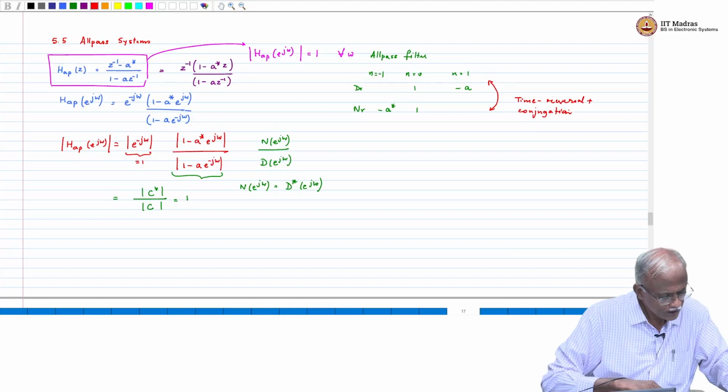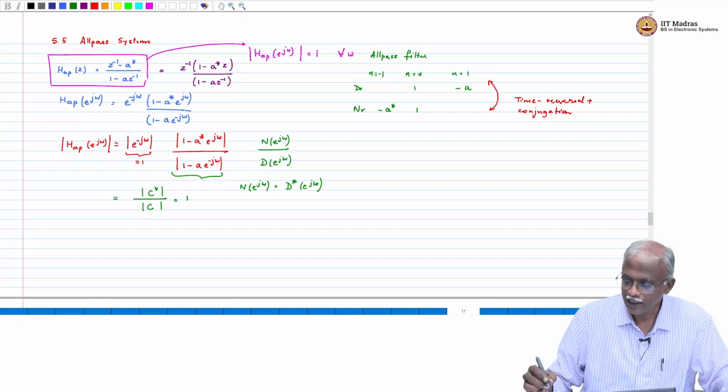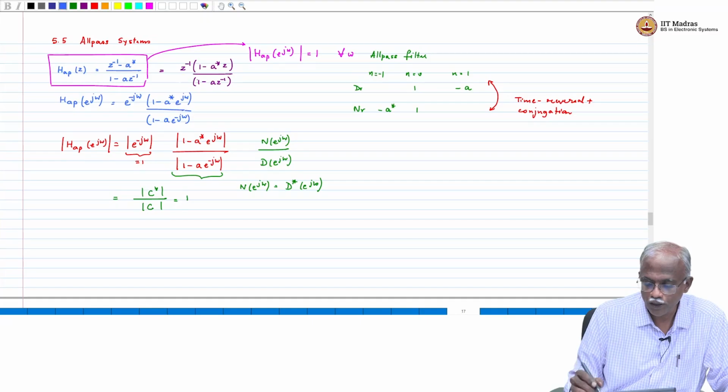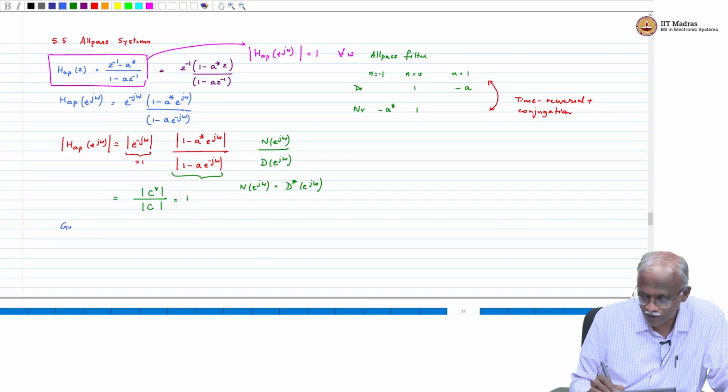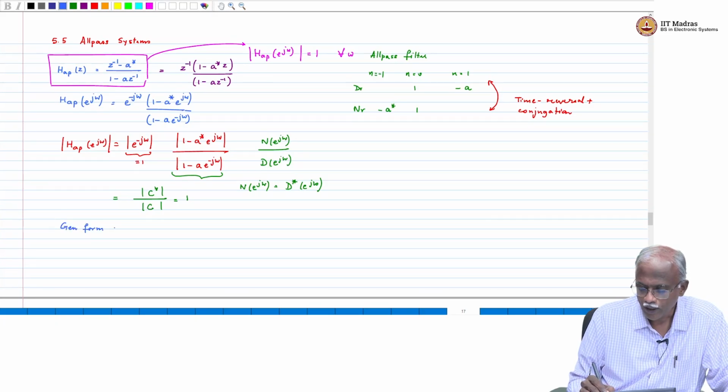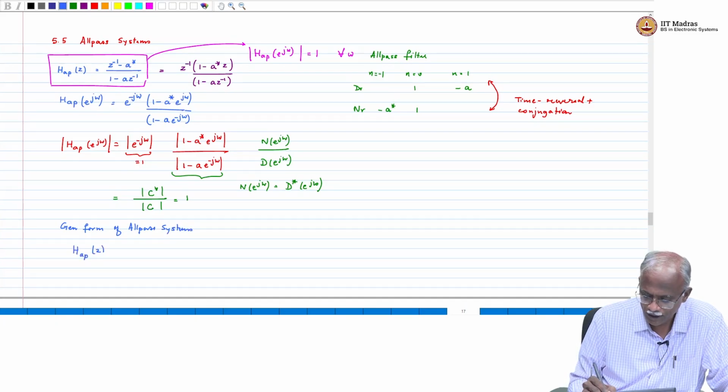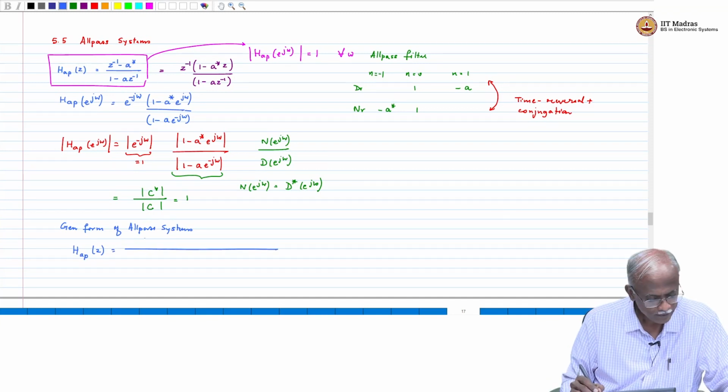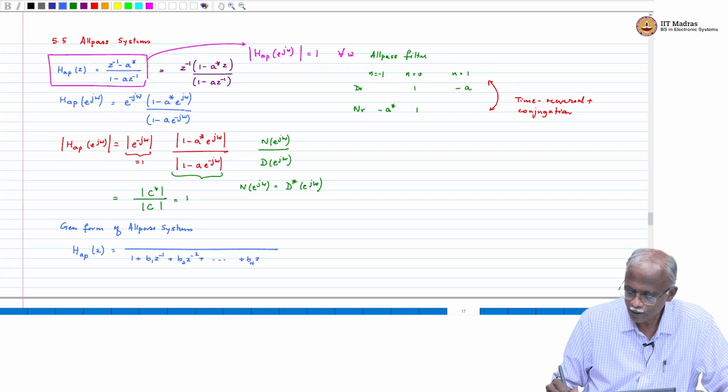And this basically tells us that I can now write down not only a first order all pass function, I can write down an arbitrary all pass function. The general form of all pass systems: H_AP(z), look at the denominator, 1 plus b1 z inverse plus b2 z to the power minus 2, plus up to bn z to the power minus n.